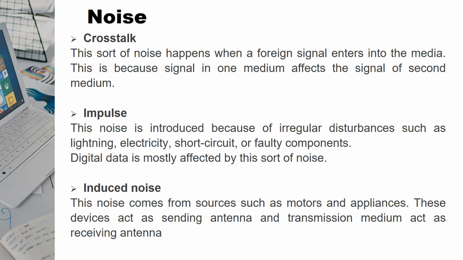Then there is induced noise, and this is caused by external electromagnetic fields, such as nearby power lines, affecting data transmission in cables, right? So the noise comes from sources such as motors and appliances. This device acts as a sending antenna, and the transmission medium acts as a receiving antenna. These are the primary causes of signal impairment.